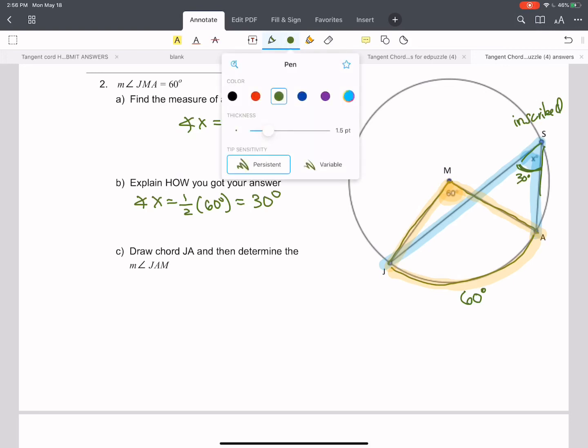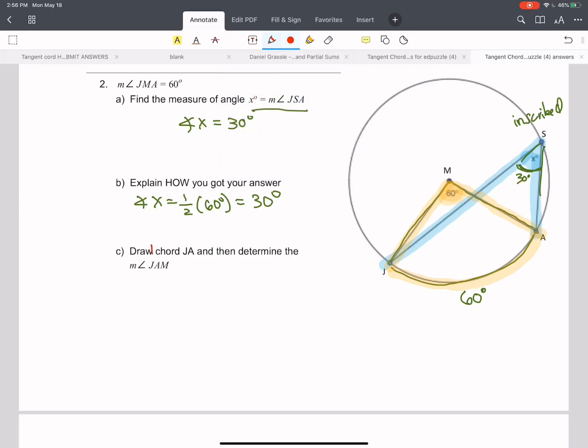So draw a chord JA. Okay, they're giving us the next level here. They want you to draw a chord. Remember what a chord is. A chord is when you have a circle and 2 points and then they match up. So JA. So here are the 2 points. And I'm just going to draw a nice line connecting them, drawing that chord. It's a chord because it stops at the circle.